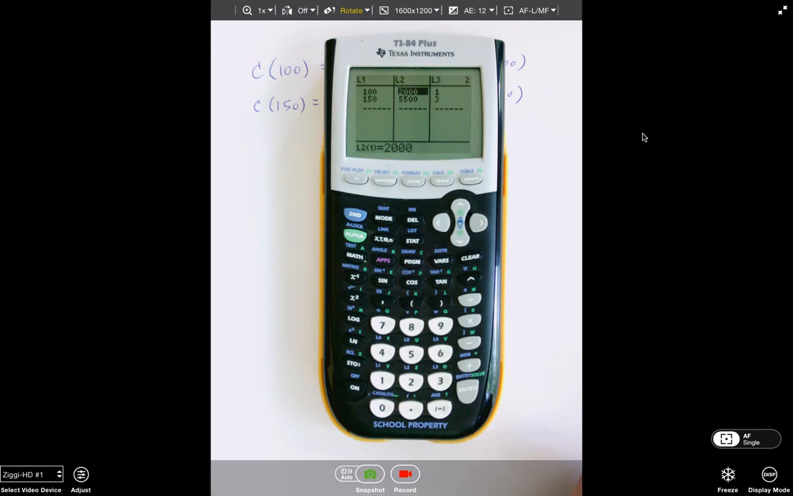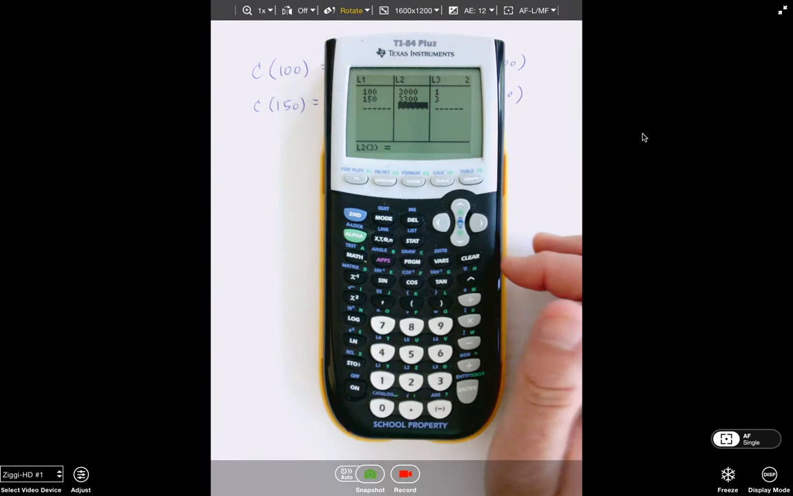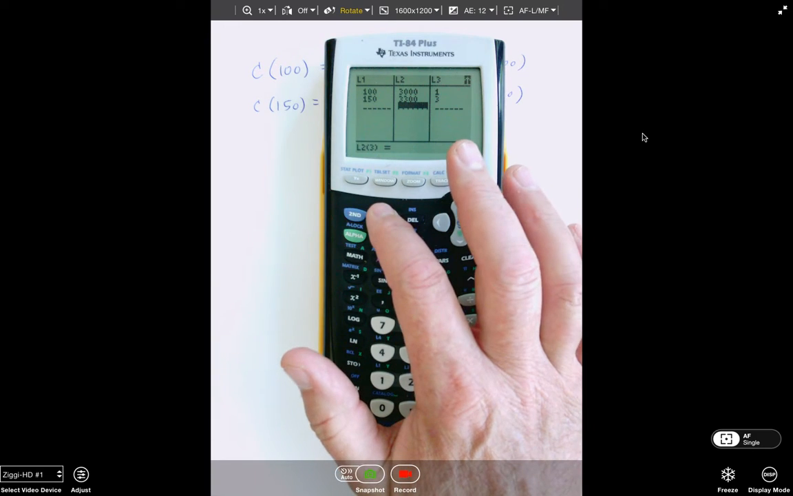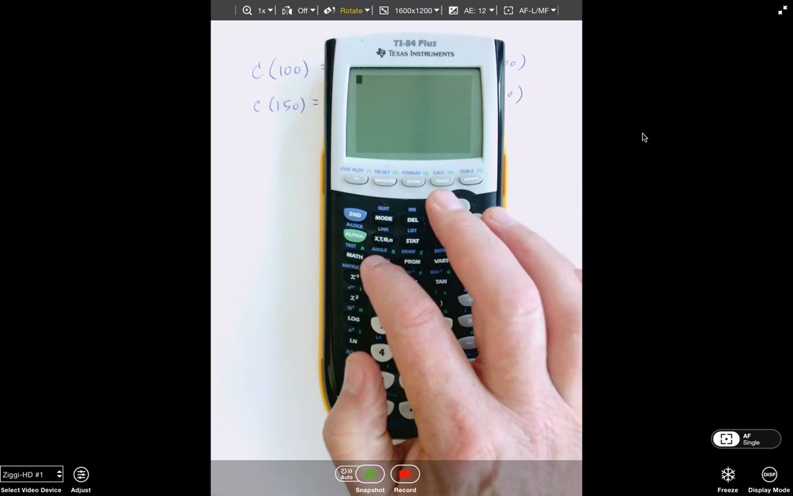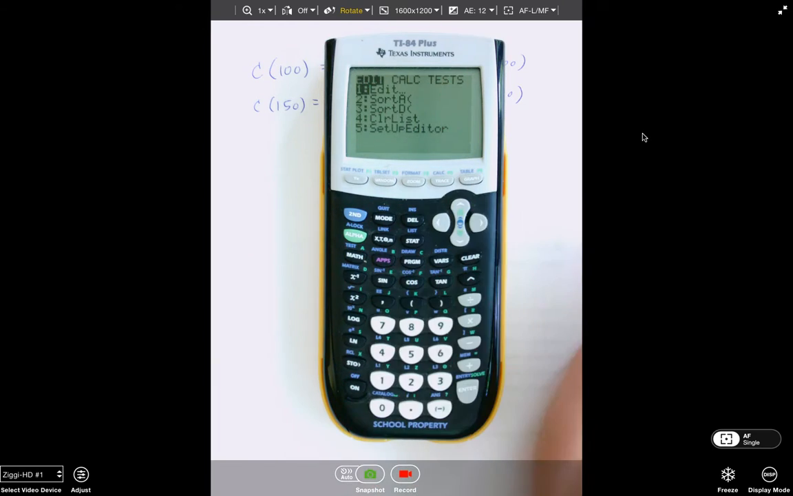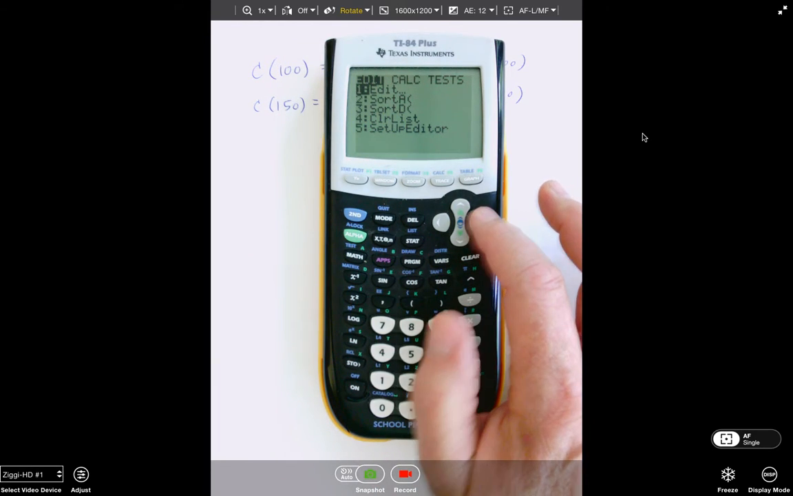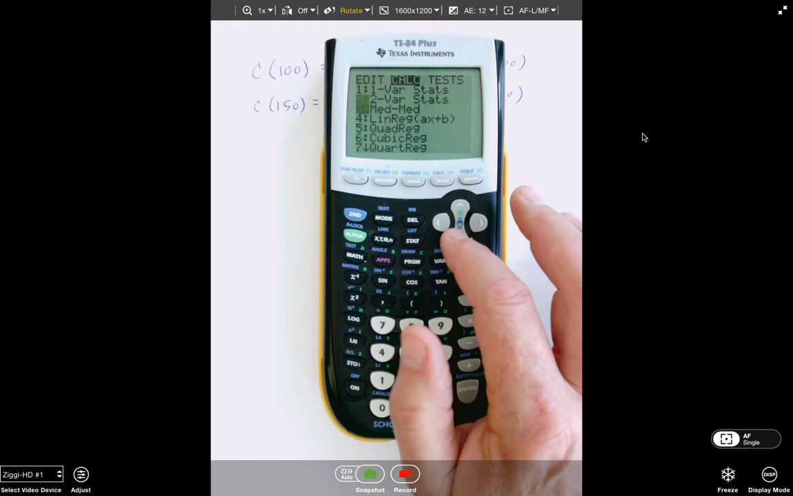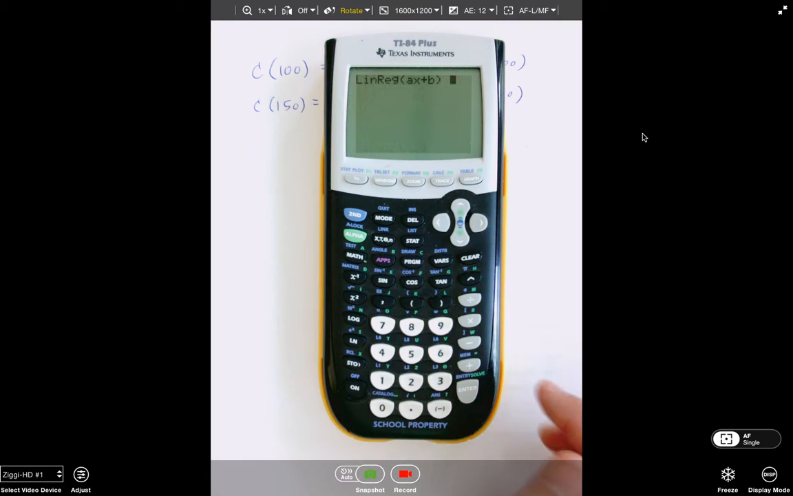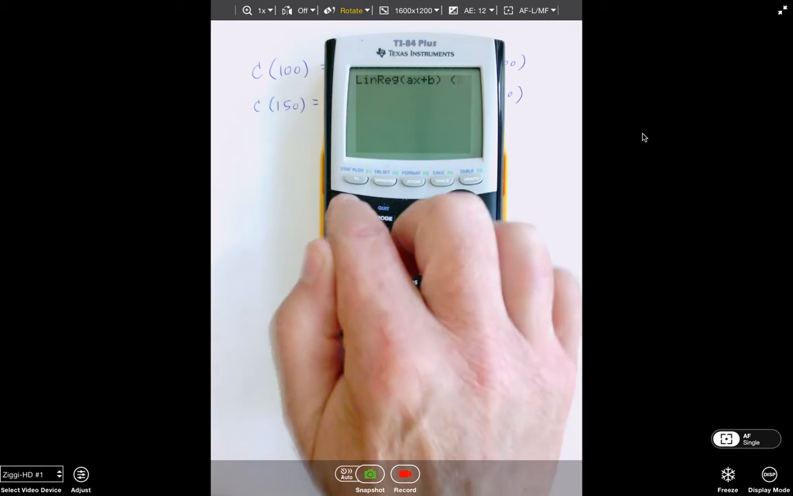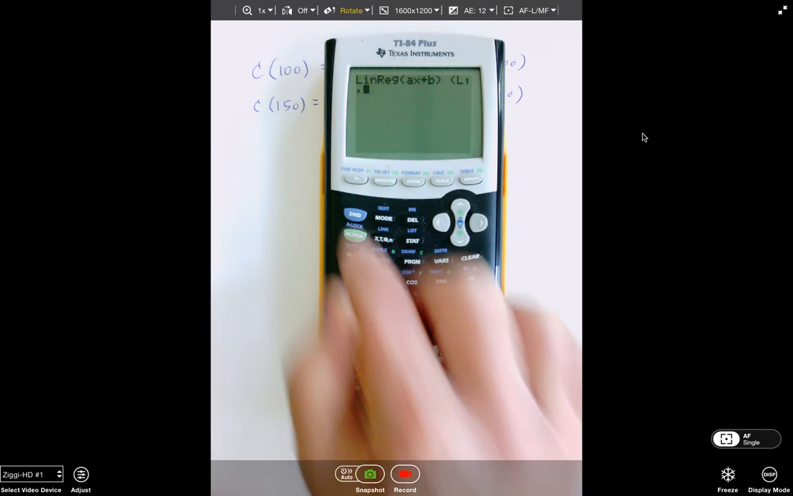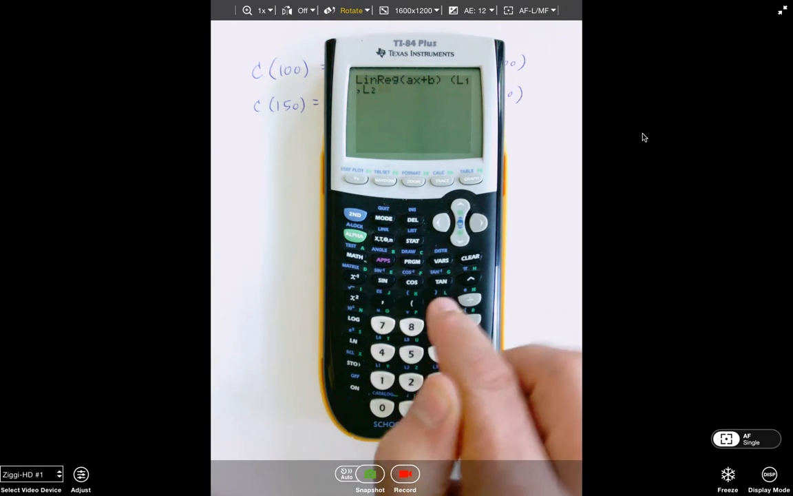And the associated cost for those items is 3,000 and 3,300. All right, so what did we do before? We went second quit. We went to stat. We went over to calc, down to number 4. Left, second, 1, comma, second, 2, right parentheses.